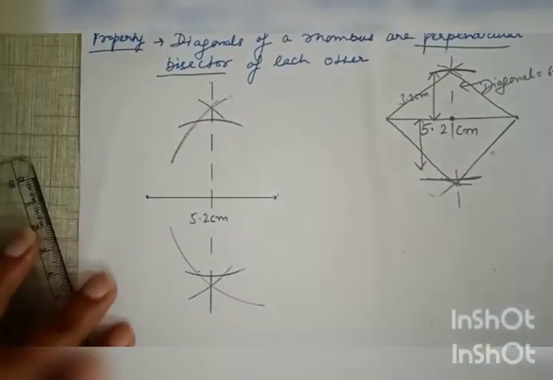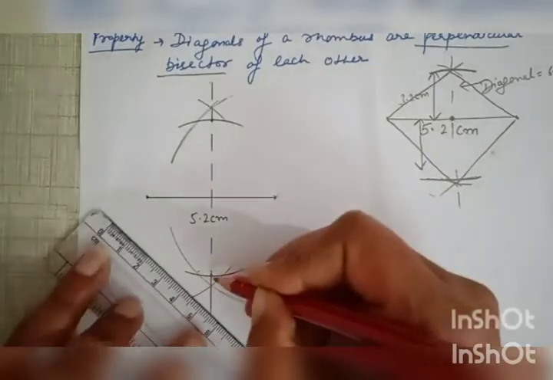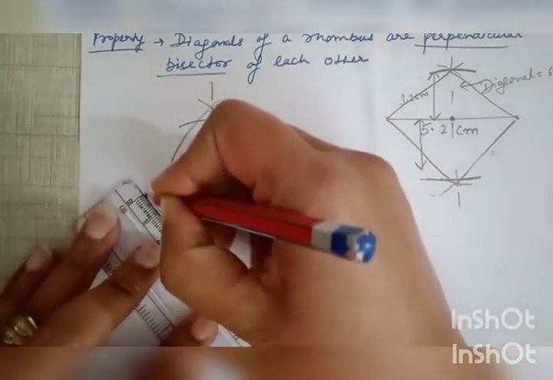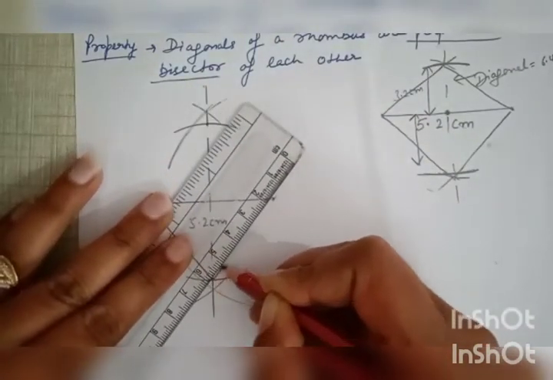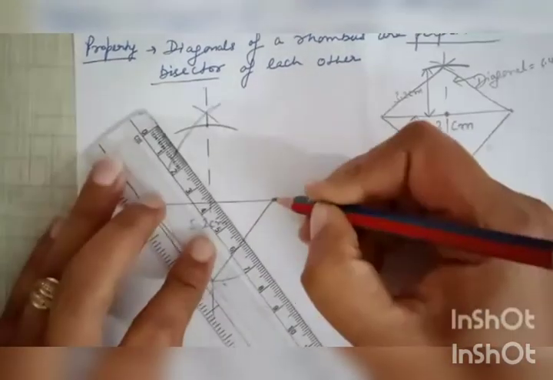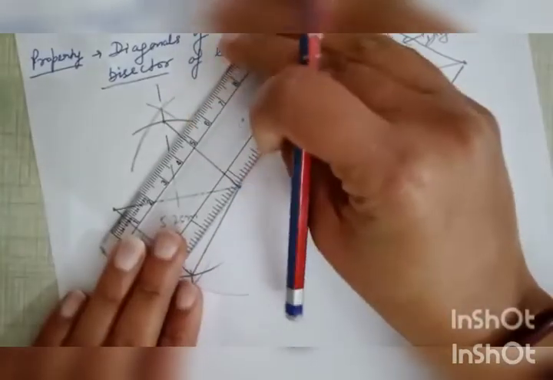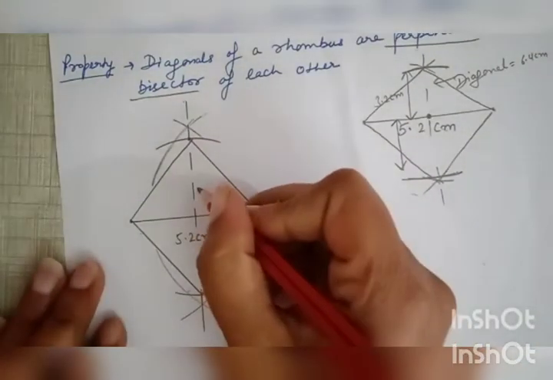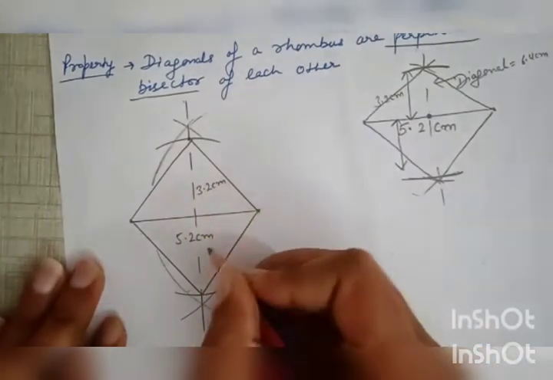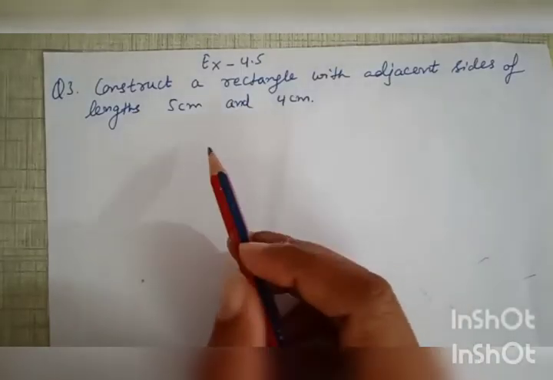Now you have got 2 points, 1 and 1. Join them with the endpoints of the first diagonal. So the shape obtained is the rhombus. This is your rhombus. You can mention the dimension. It's 3.2 centimeter here, 3.2 centimeter here. This is your third exercise 4.5.